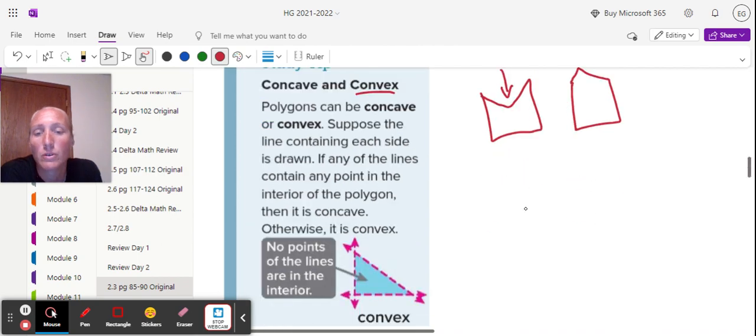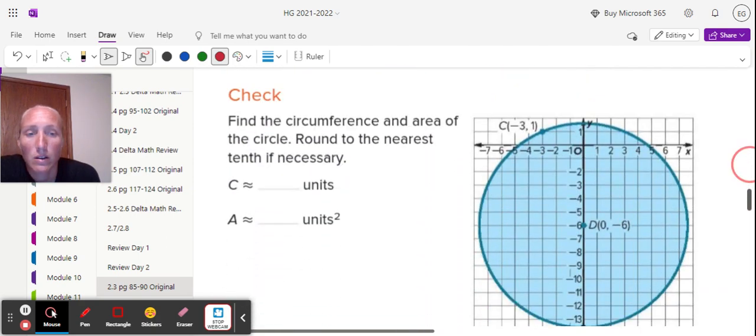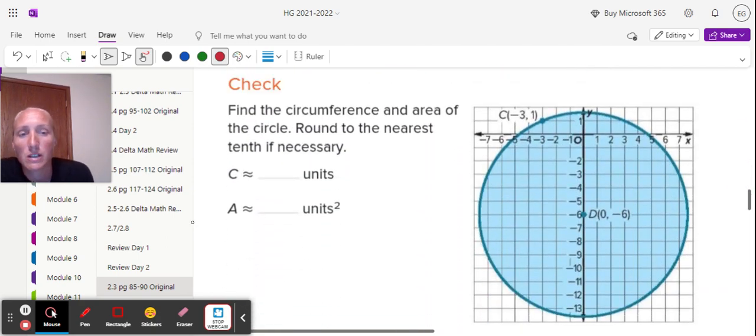Again, I don't care how you know it. You don't have to know the definition to it. You just need to be able to tell me, is this polygon concave or convex? Or if I ask you, draw me a concave polygon, be able to do that correctly. Okay, so let's do some examples here and talk about what comes into play here.